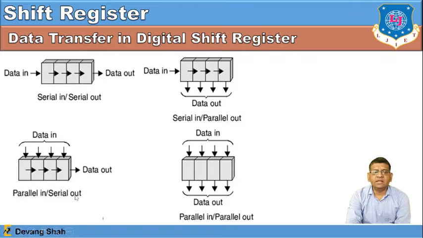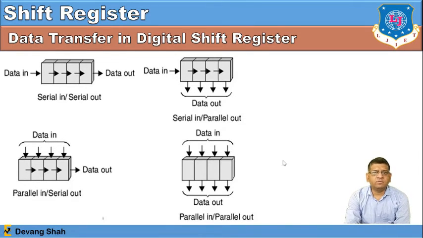Same way, you can see there is a parallel in, serial out, where the data is applied or fed parallelly and you take the data serially, right? So 1010 information you can apply parallelly, but after each clock cycle, one bit of information will be shifted, right? Same way, you can see here parallel in, parallel out. So data you apply parallelly, you can take the data parallelly out. So that's the formation of data transfer.